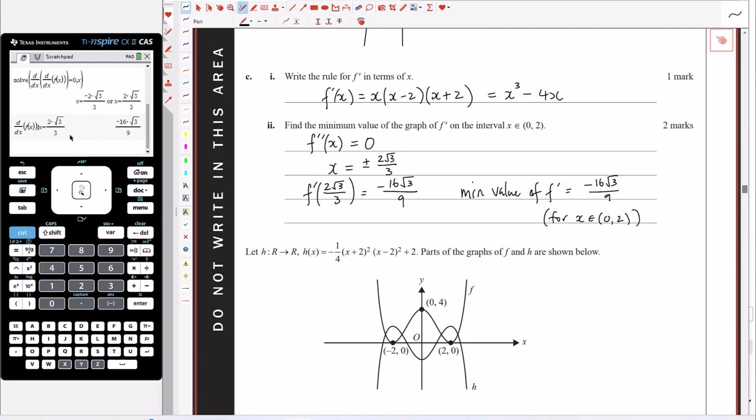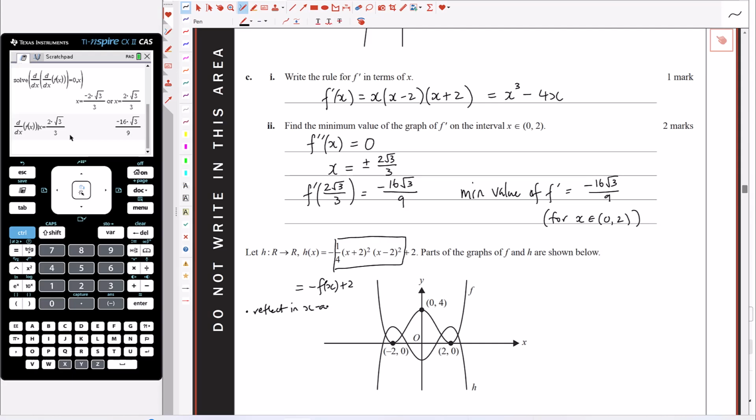Okay, so now let h be this function here. Okay, so if we notice here, that's f of x there. So what we essentially have here is negative f of x plus 2. So we've got reflection in the x-axis and then up by 2 to get from f to h. So that's what we've seen here. We've reflected f in the x-axis and then shifted it up by 2 to get to h.